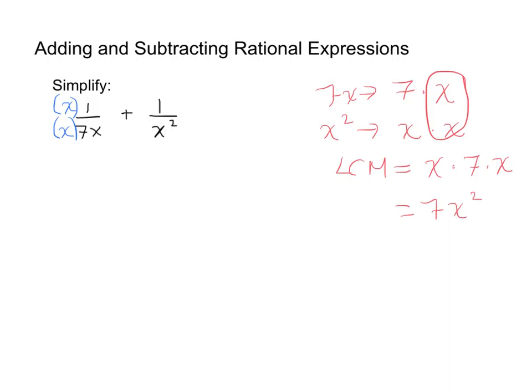What am I going to multiply the other one by? 7. So really what I'm doing to find that 7 or that x that we're multiplying by is taking the lowest common multiple and dividing it by the denominator that you have. And that's what you multiply by. So now I'm going to go x times 1 is x. And then x times 7x is 7x squared. Plus 1 times 7 is 7.